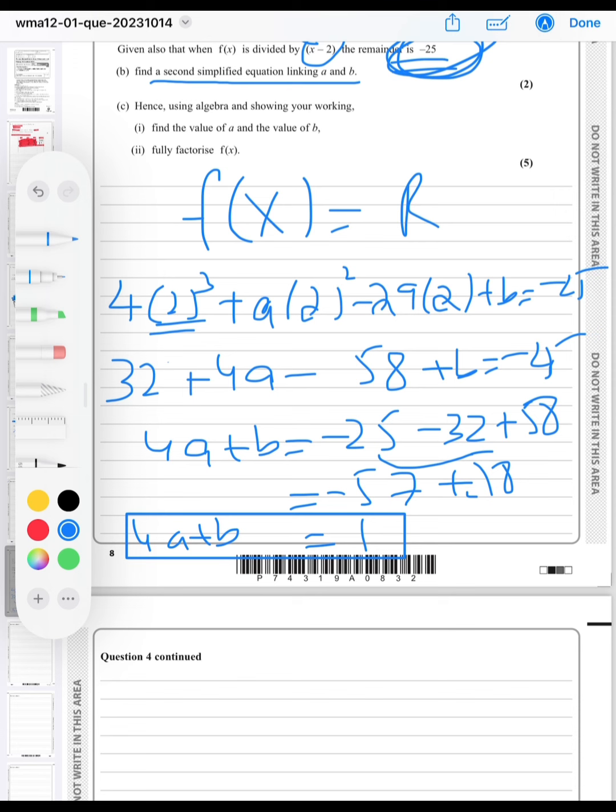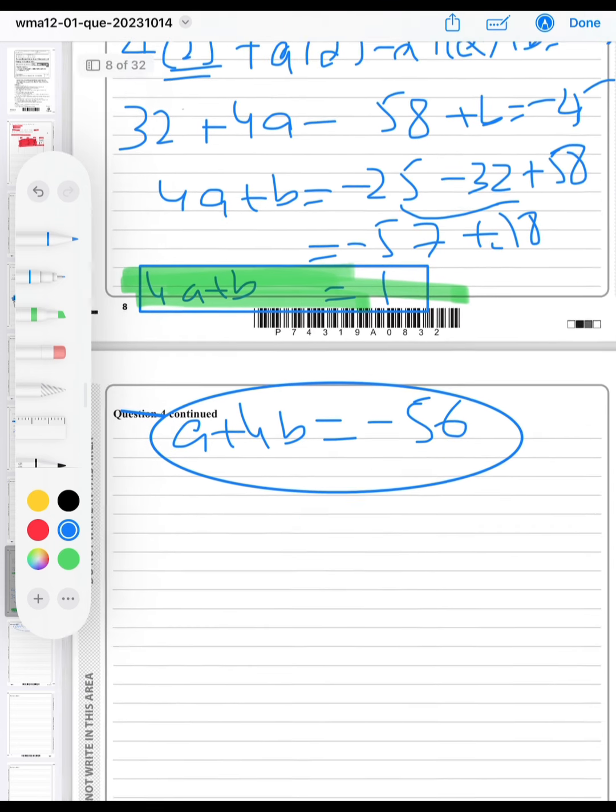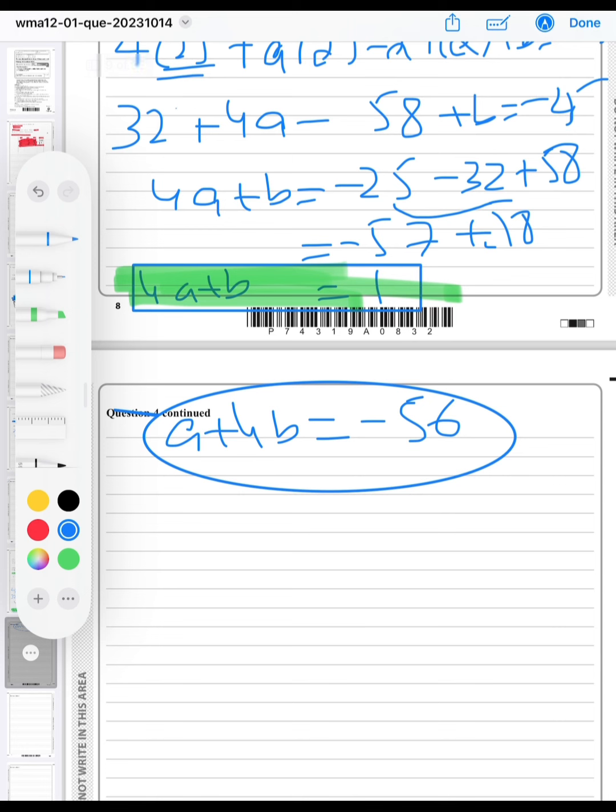Okay, so this was the second part B. Now moving to the next part C. Hence, again they use the word hence, which means we will take the answers from the previous one, and then we will solve them. So they are now saying that hence find the values for a and b, which means we have two equations. The first equation is a plus 4b equals to minus 56, and the second equation is 4a plus b equals to 1.